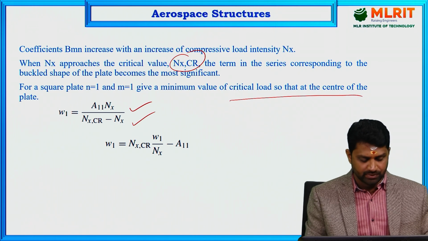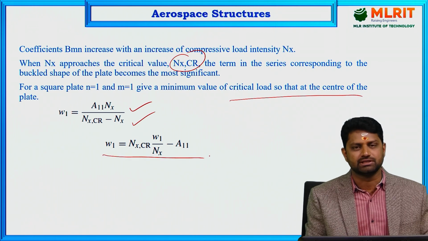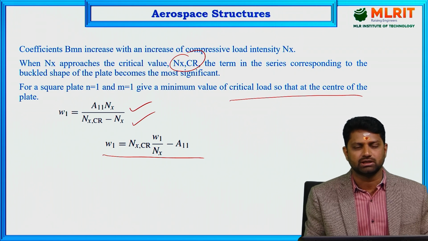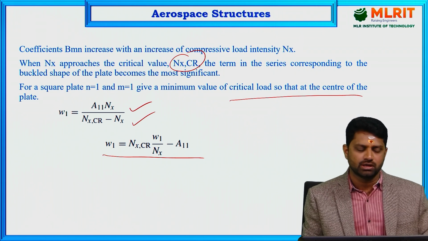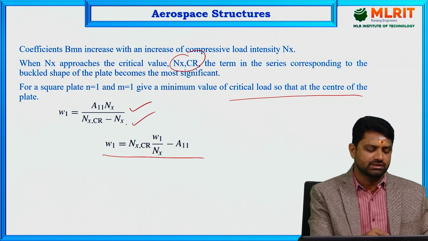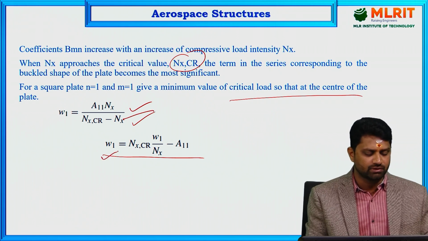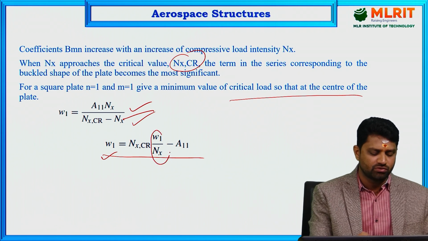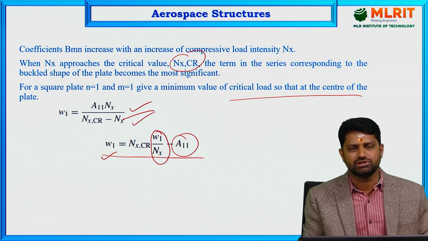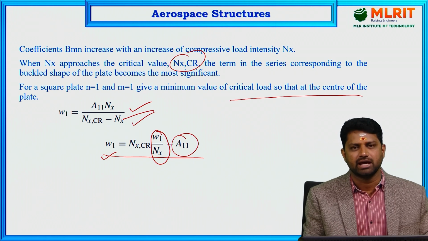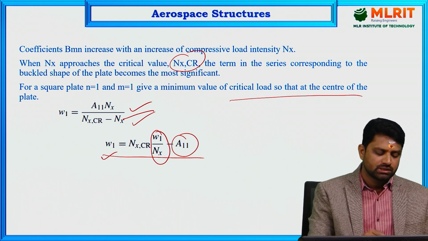And similarly you can write W1 in the other form also, as we discussed for Southwell plot, that is, the deflection should be plotted by deflection by load. So we arrange this equation so that you can write W1 equals Nx critical into W1 by Nx minus A11, where A11 is an unknown coefficient for the square plate which has m equals 1 and n equals 1. Okay.